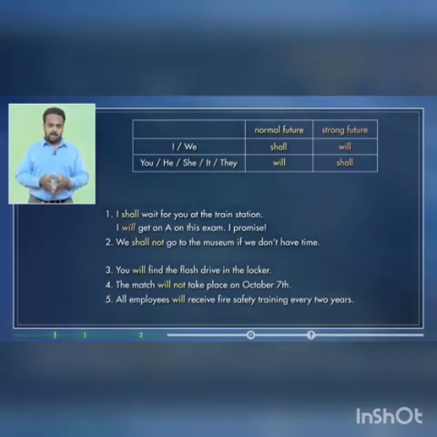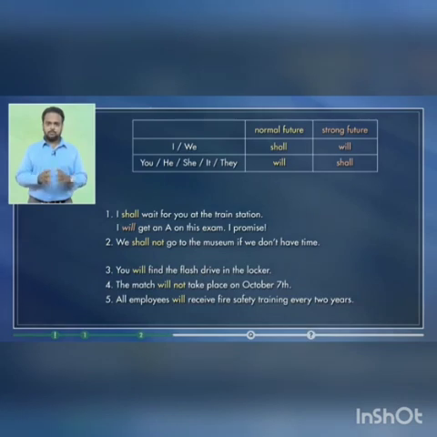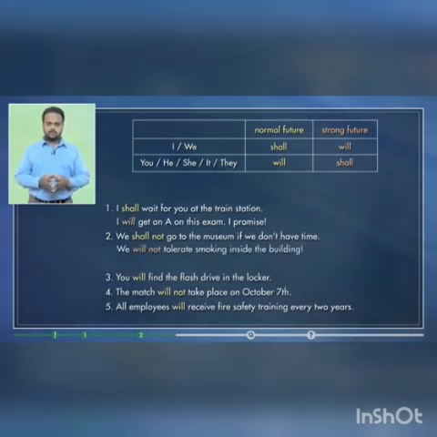But when I say, I will get an A on this exam, you can tell that I'm showing strong determination. So this is the strong future, and we use will. Here's another example. We will not tolerate smoking inside the building. You see that this is a warning, and it's a strong warning, so we use will.